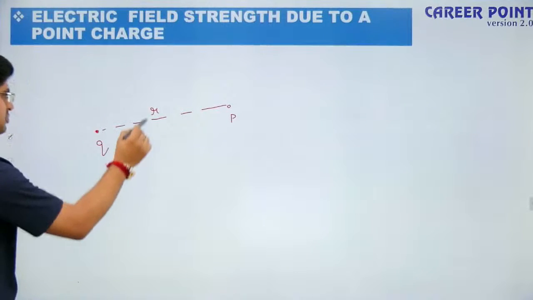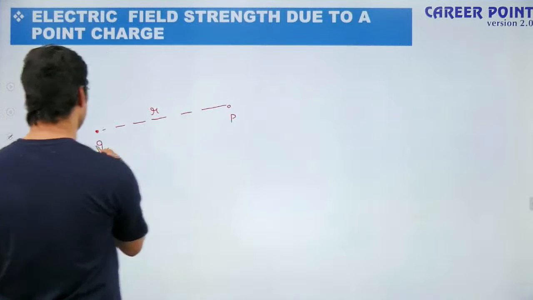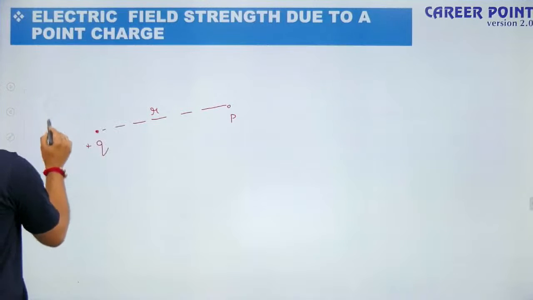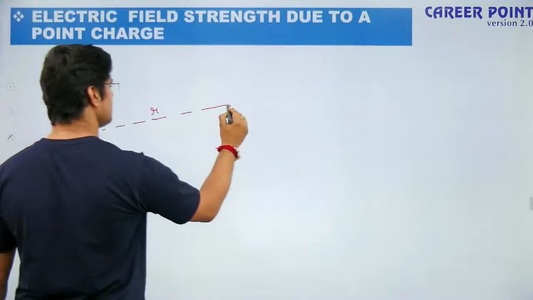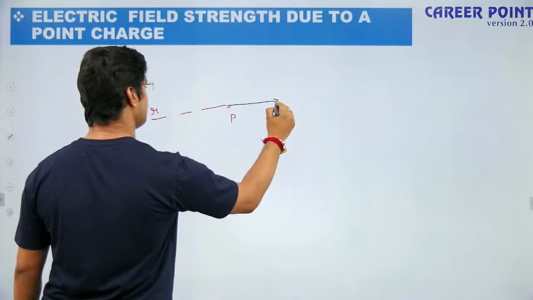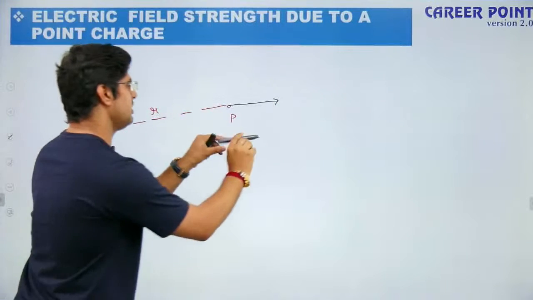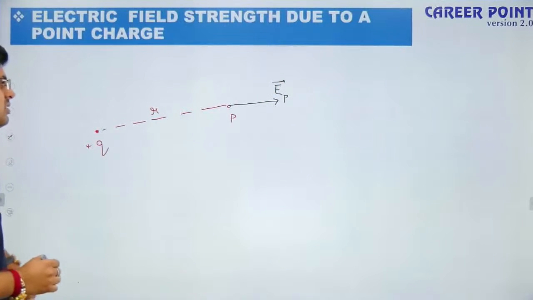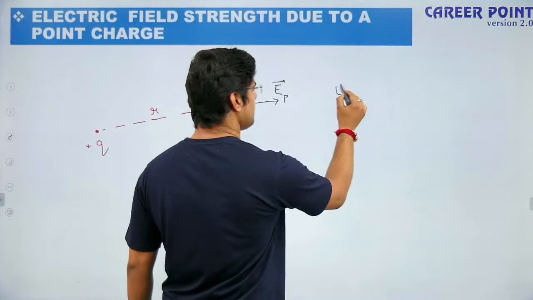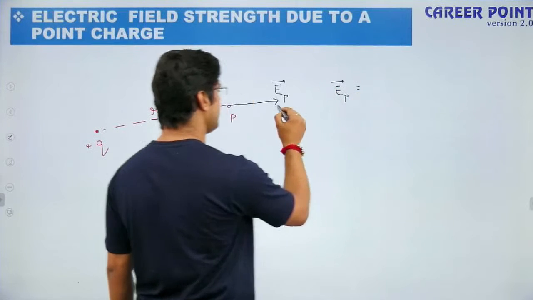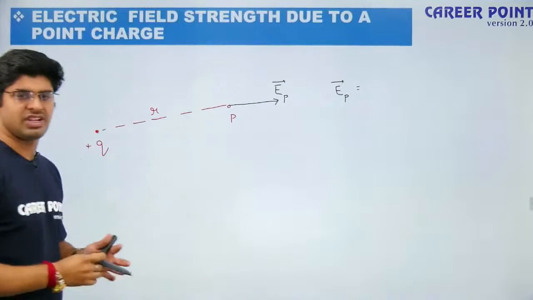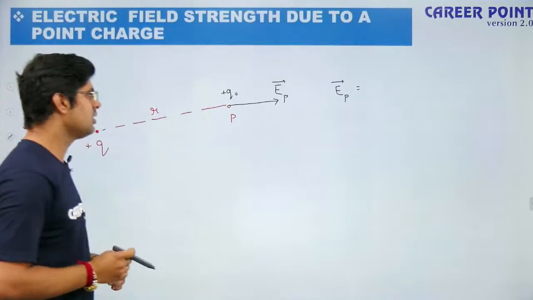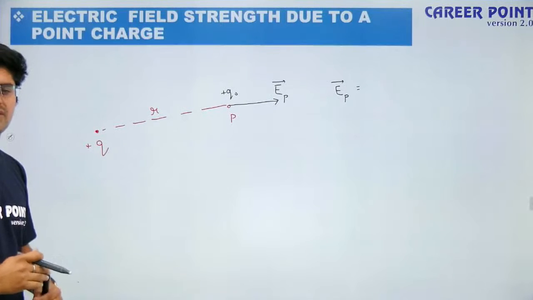Now at this point P, if I have to tell what will be the electric field due to this positive charge plus Q, then the direction of electric field is away from the positive charge. So we are taking electric field at point P as EP vector, which equals the force experienced by a positive test charge placed at point P. Let's say the positive test charge is plus Q naught, a very small positive test charge.